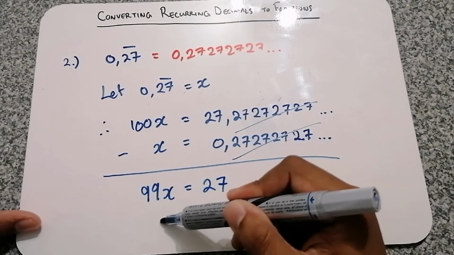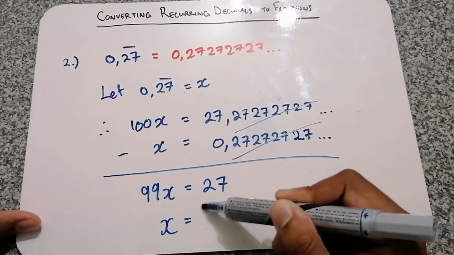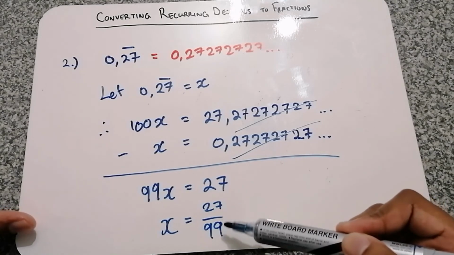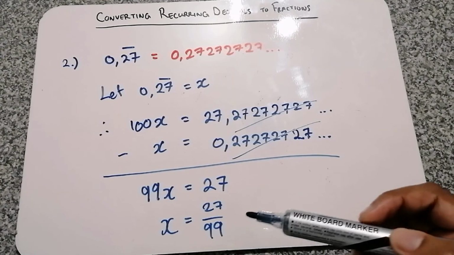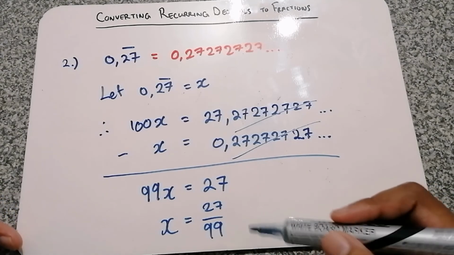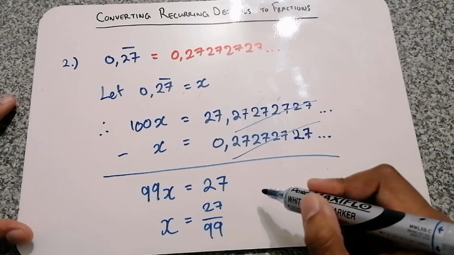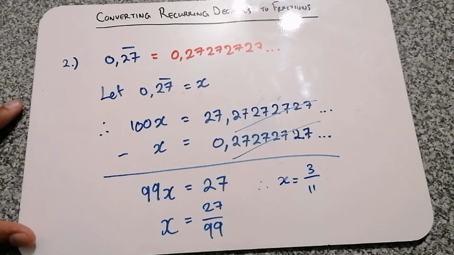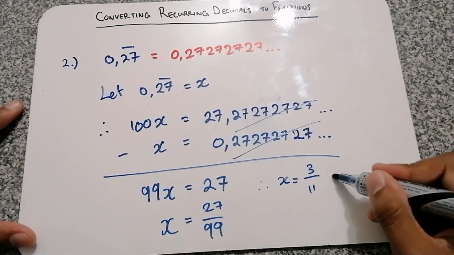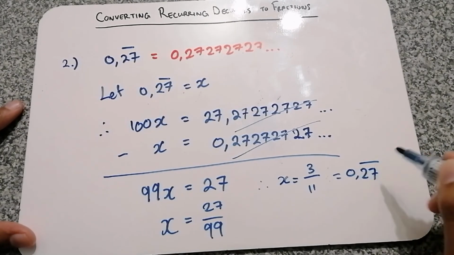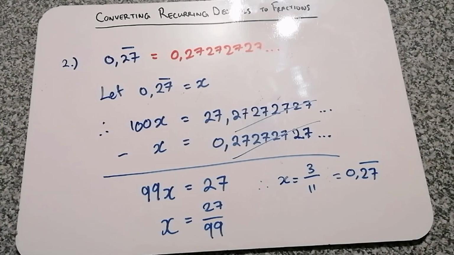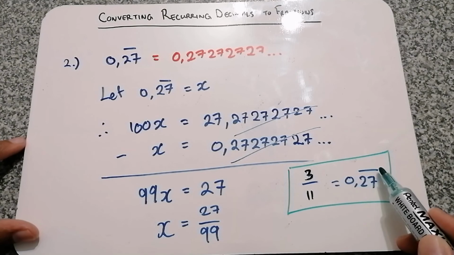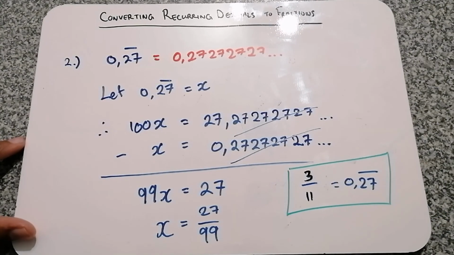Okay, now, can we divide 27 by 99? Yes. In fact, the highest common factor that can go into 27 and 99 is 9. 9 can go into 99 11 times, and 9 can go into 27 3 times. So, x is equal to 3 over 11, which then means that this decimal here, 0.27 bar, is 3 over 11. And thus, solving that, 0.27 recurring is equal to 3 over 11. Test this with your calculator.